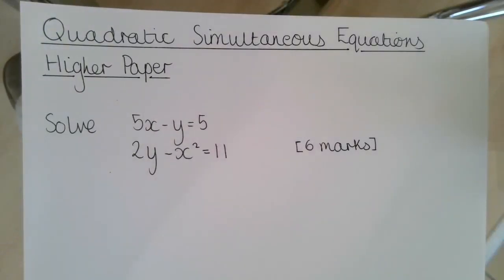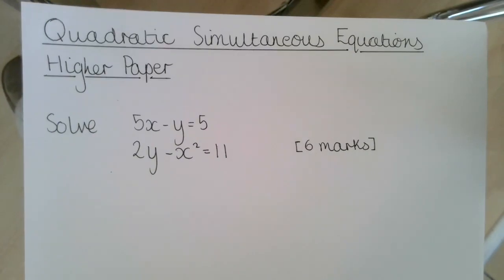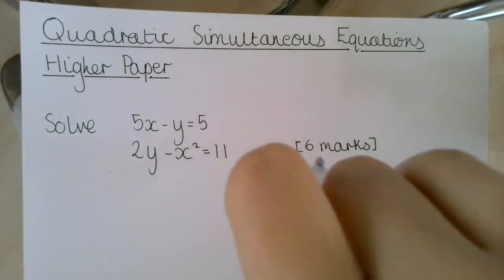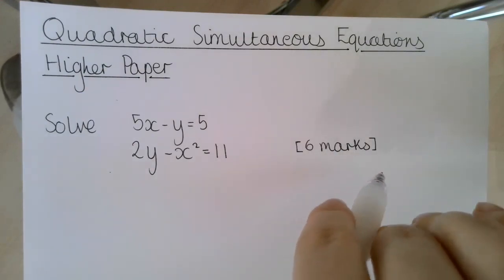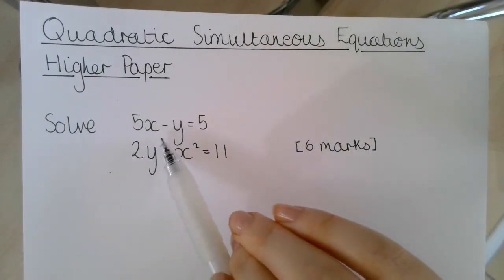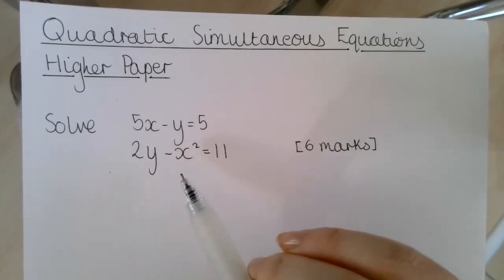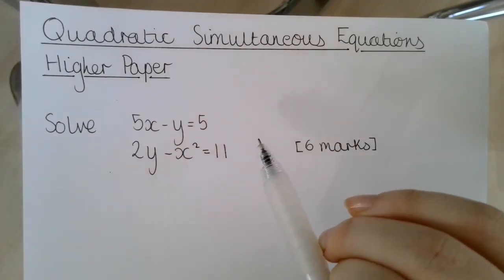We're going to look at some quadratic simultaneous equations. So these questions would appear on the higher GCSE paper. We've got a question here that is 6 marks, and it says solve 5x subtract y equals 5 and 2y subtract x squared equals 11.